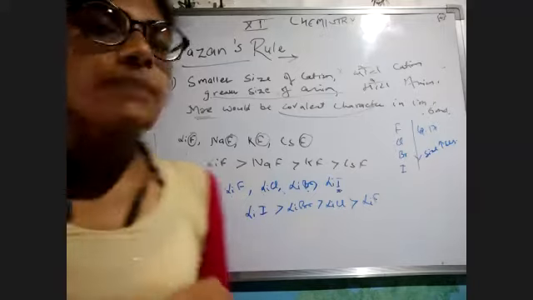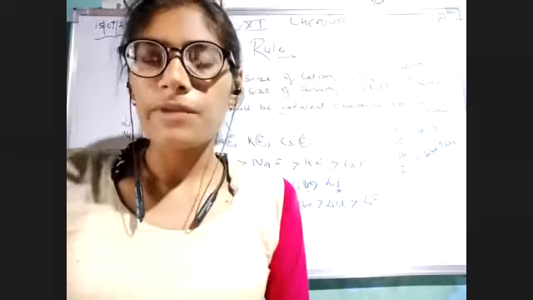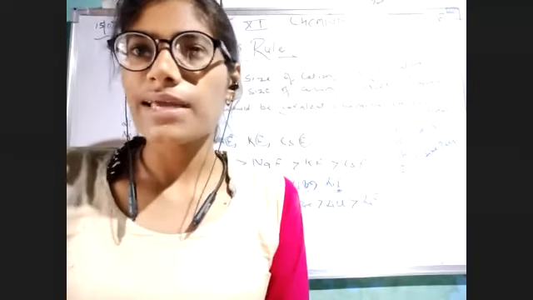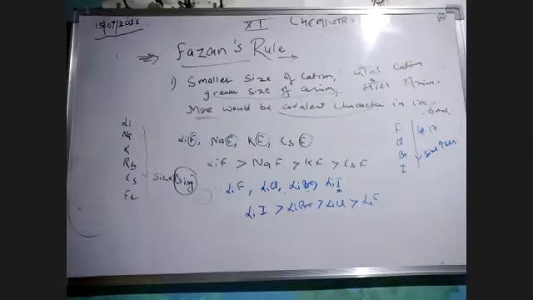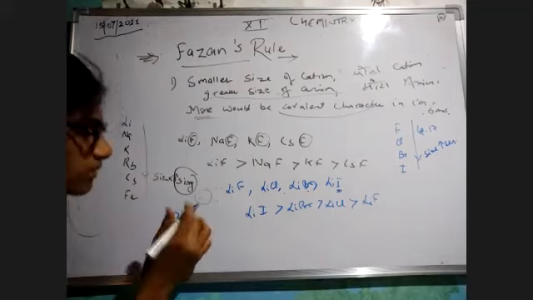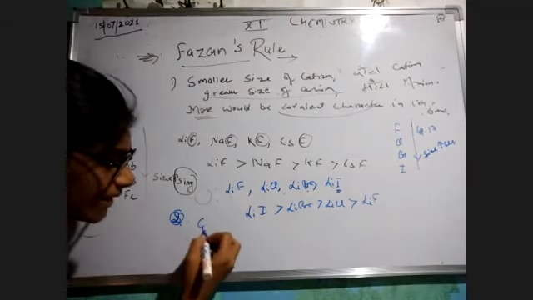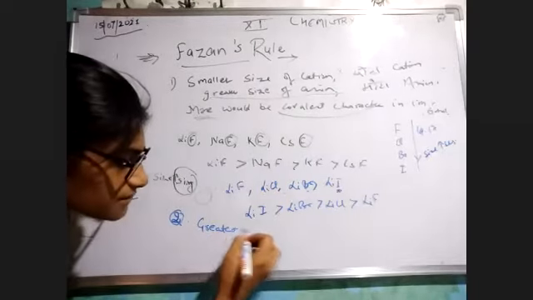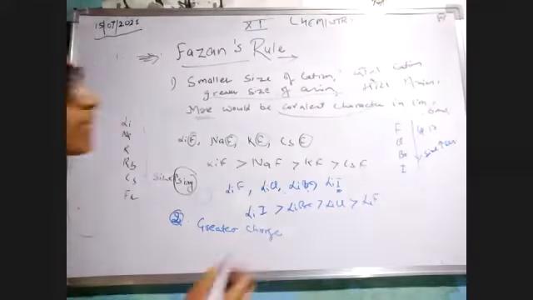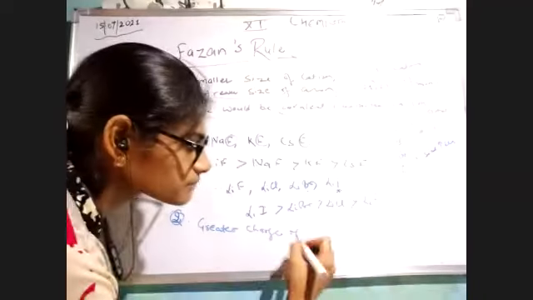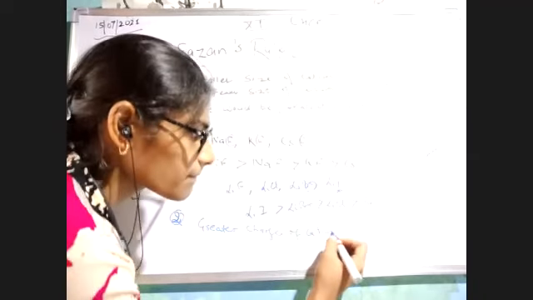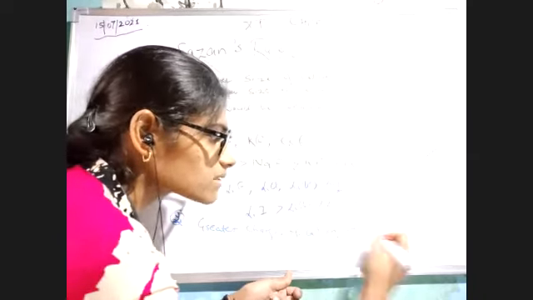In spite of this, we have another example. We have another rule, that is rule number 2. It says the greater the charge, greater would be the covalent character. The third one is saying: greater the charge of cation, more is the covalent character.